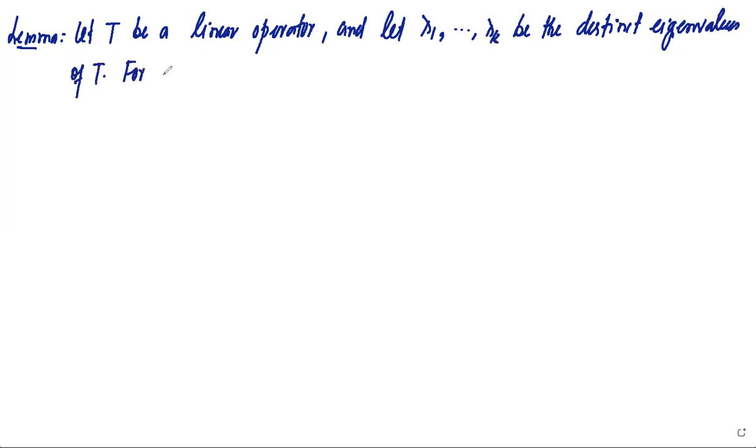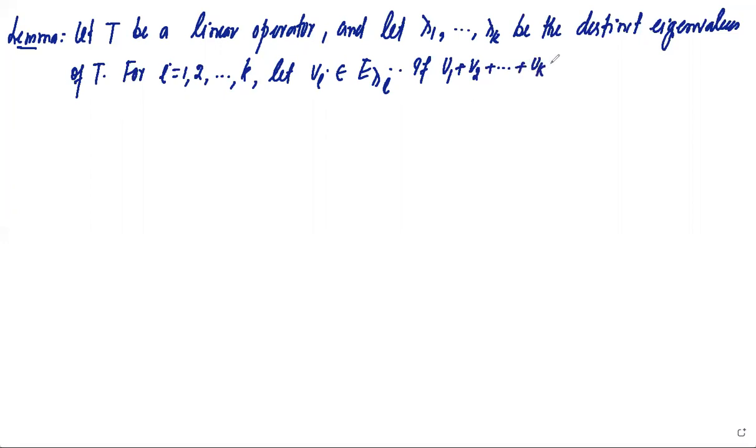Now for i running from 1 to k, let Vi belong to the eigenspace corresponding to lambda i. If this V1 plus V2 plus Vk is equal to 0, then we have shown that Vi is equal to 0 for all i. This was the lemma that we have done in the previous lecture.